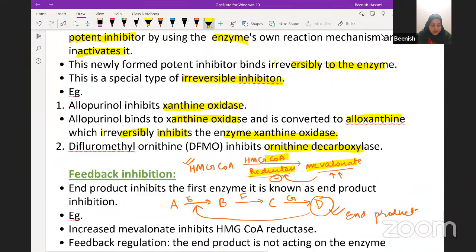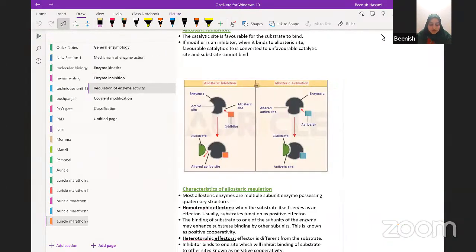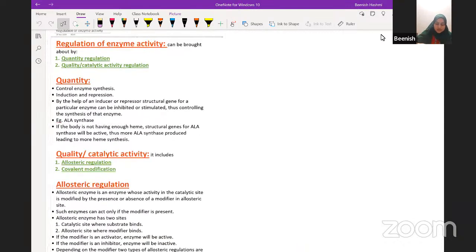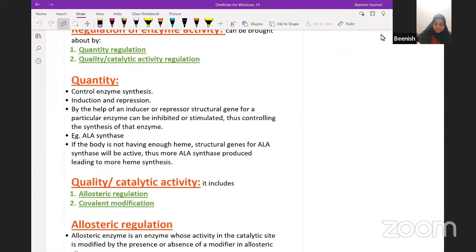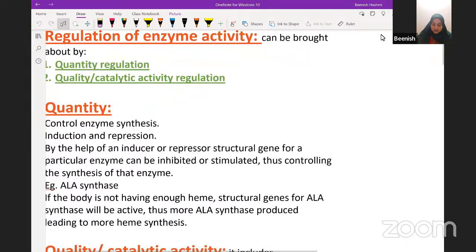So we've taken all the inhibitions. What is left is now allosteric inhibition. So allosteric inhibition, I'll take it along with regulation of enzyme activity. So another very important topic, that is regulation of enzyme activity.